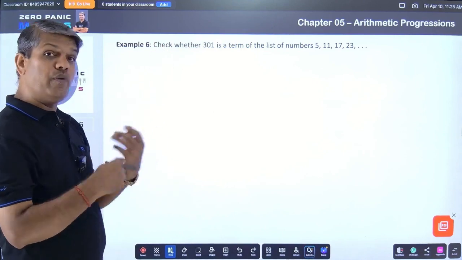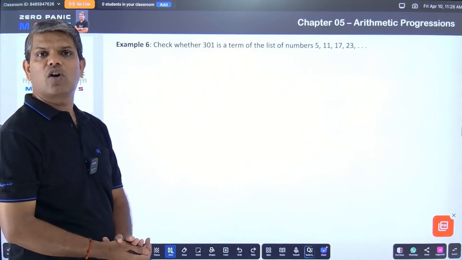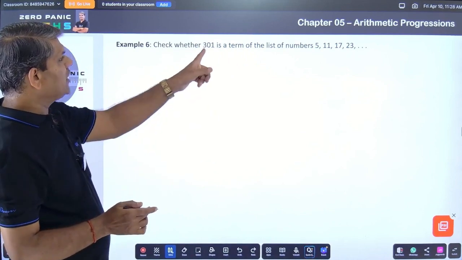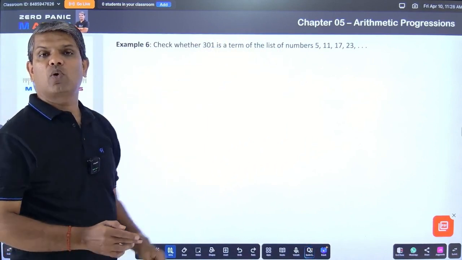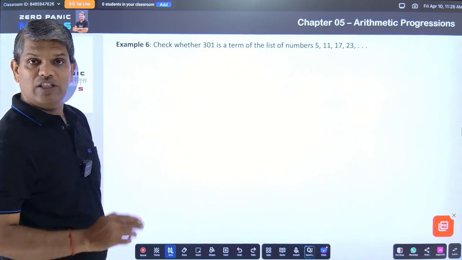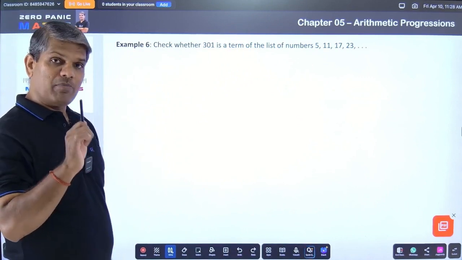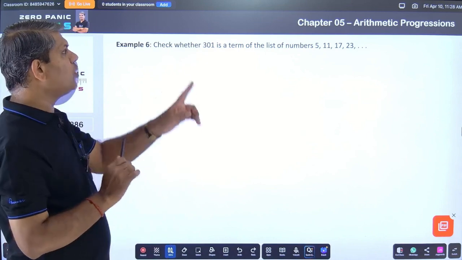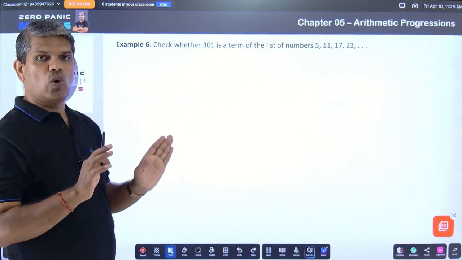Now how do we decide whether we are going to get 301 in this case or not? We have to find out that n value which might contain 301 if you continue this arithmetic progression in the same way with the same difference. Remember, if you get the n value as a positive integer, then only you should say that 301 comes in this list, otherwise no.